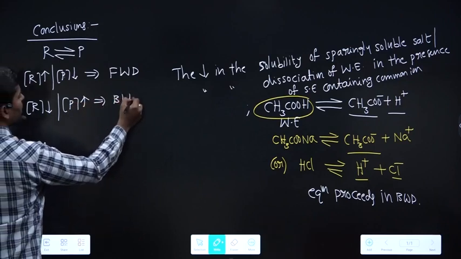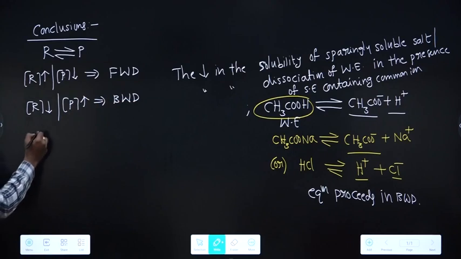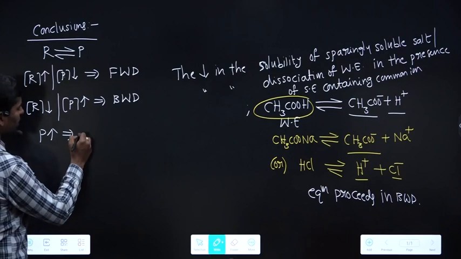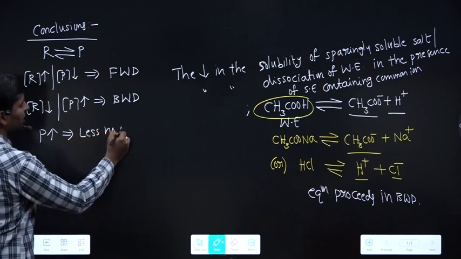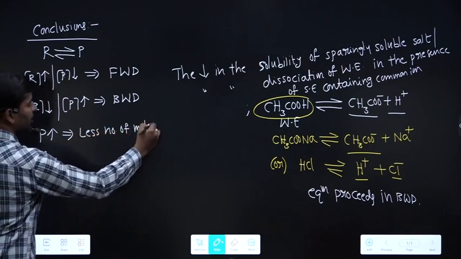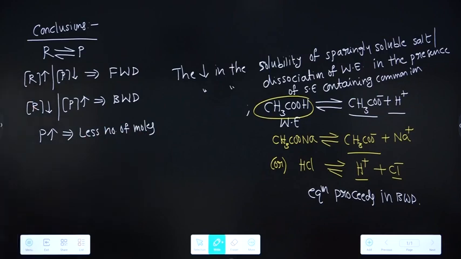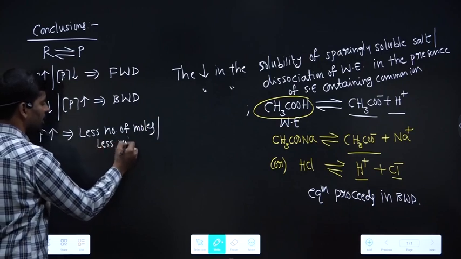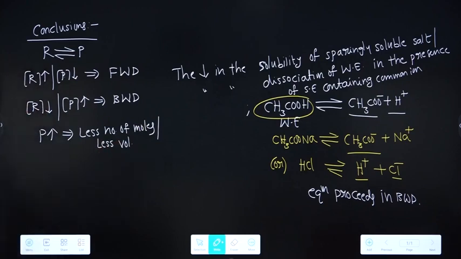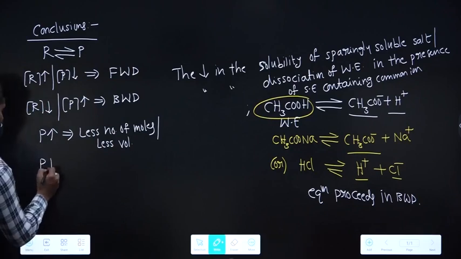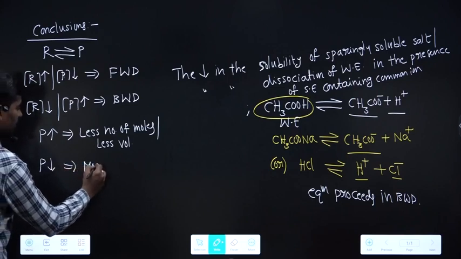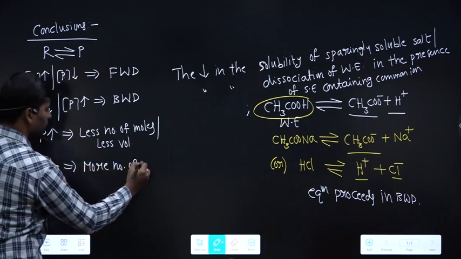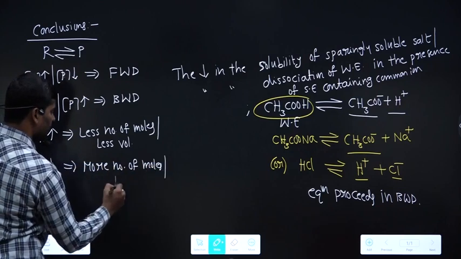which direction? Backward direction. If you increase pressure, it shifts towards less number of moles or more number of moles? Less number of moles. On increasing pressure, it proceeds towards less number of moles, or less volume. If you decrease pressure, it proceeds towards more number of moles or more volume.